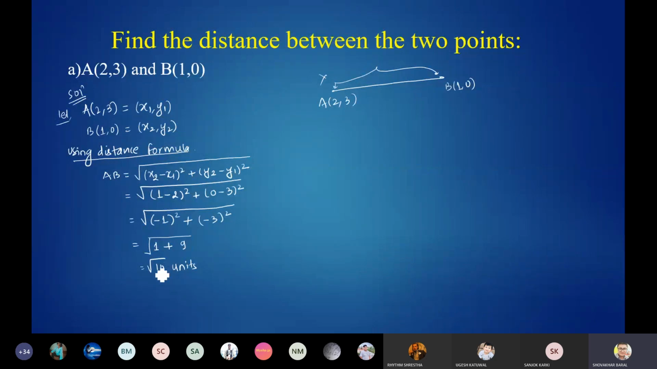If it is the square root of any other number, then you can simply write, if it is root under 36, then you can write 6. If it is root under 4, you can write 2. You can simplify that, but since this is not a perfect square number, you cannot write the number. So simply leave it as it is. Root under 10 is the answer.